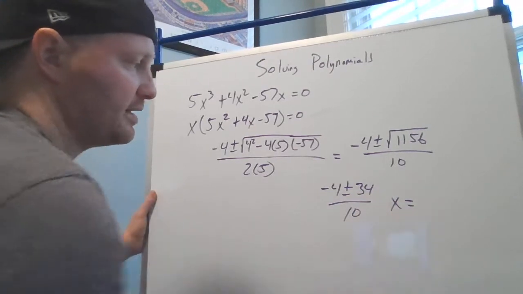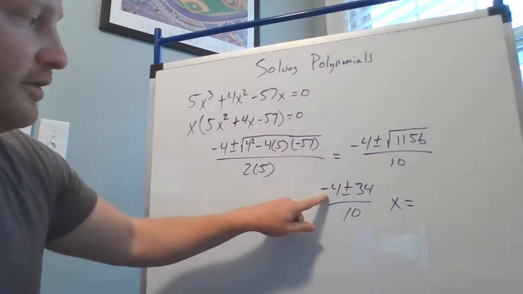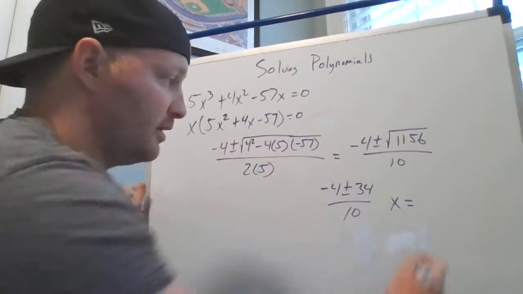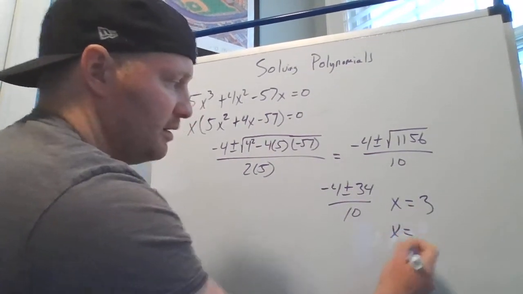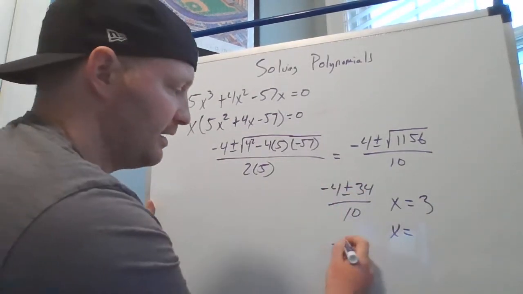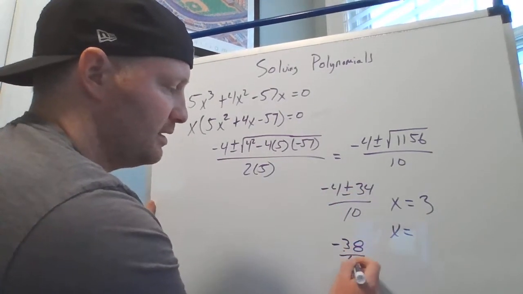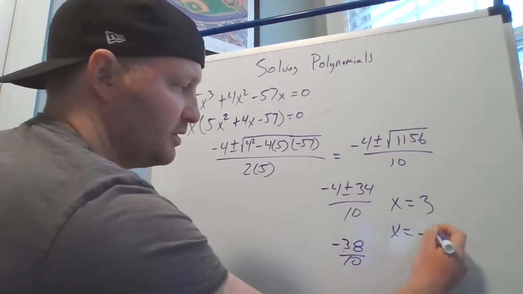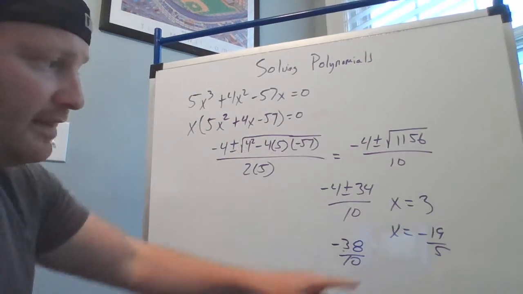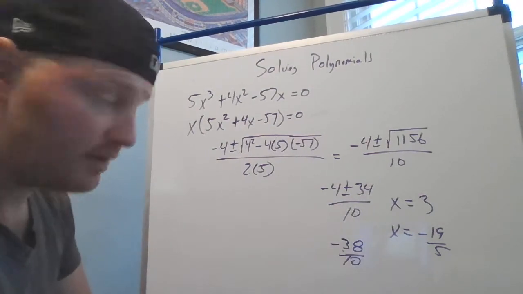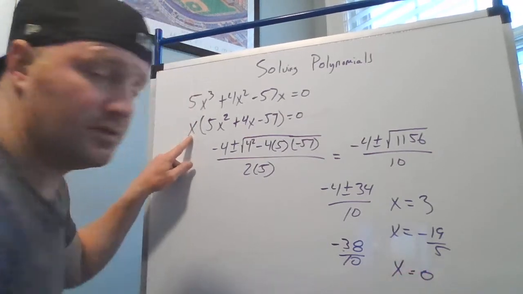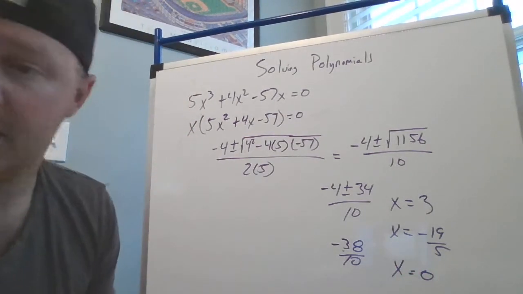So x equals negative 4 plus 34 is positive 30. 30 divided by 10 is 3. Negative 4 minus 34 is negative 38 tenths, which reduces to negative 19 fifths. Now, don't forget, these are not the only two answers. The other answer happens to be x equals 0. Do not forget that. That's going to be seen in today's work.